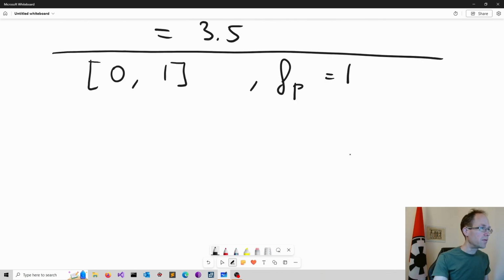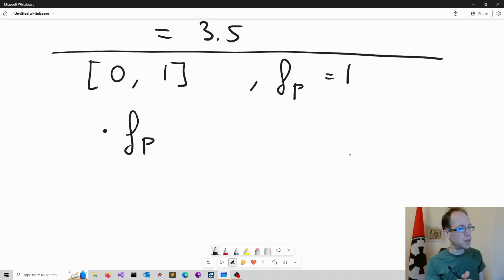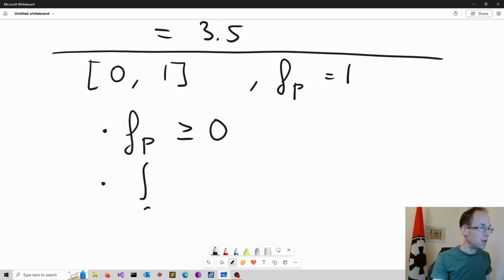Now again, we require that f(p), so our probability, it's not quite the same, is positive, and summing up over all the possible outcomes, all these probabilities should be equal to 1. Now we are in a continuous case, so we have to integrate. In our case, we go from 0 to 1 over the density function dp, which is equal to 1.